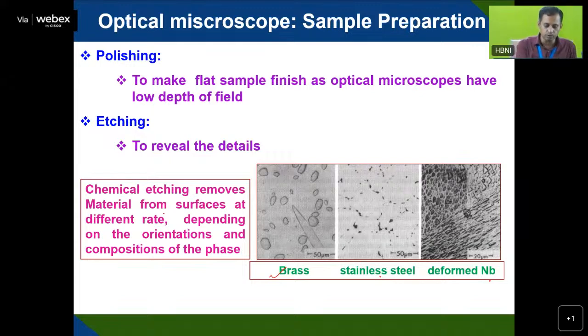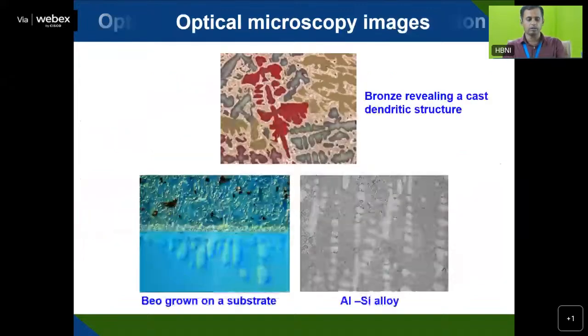Chemical etching removes material from the surface at different rates depending upon the orientation and composition of the phase. By using chemical etching, you can get specific information from the top surface by removing whatever rough morphology is there, and you can see how the grains are distributed in the case of stainless steel. You can see the grain boundary here, and how the structure is deformed in the case of niobium. So you can get that information.